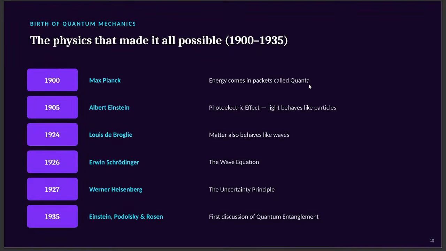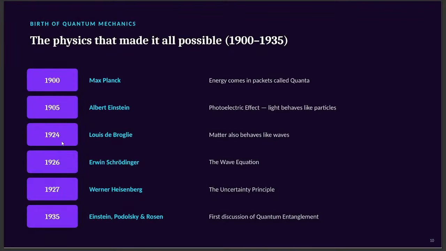Max Planck was the first step in quantum. Later, in 1905, Albert Einstein explained the photoelectric effect. Until then, many people believed that light travels only as a wave. But Einstein proved that light also behaves like tiny particles called photons.